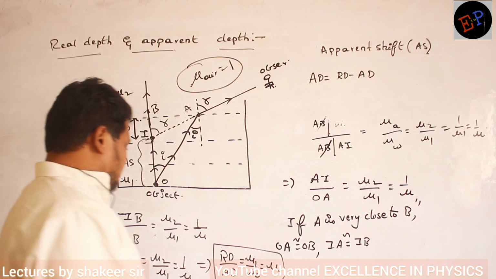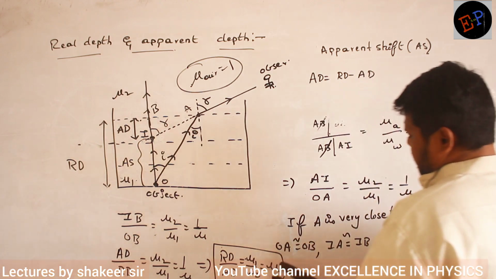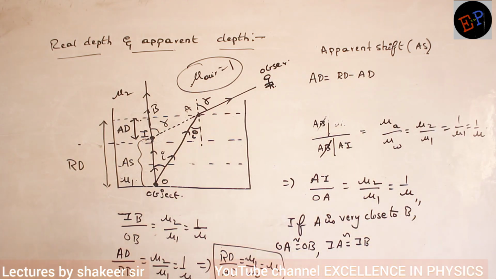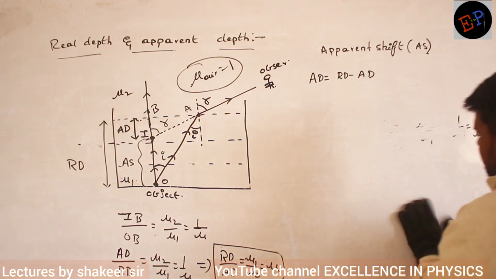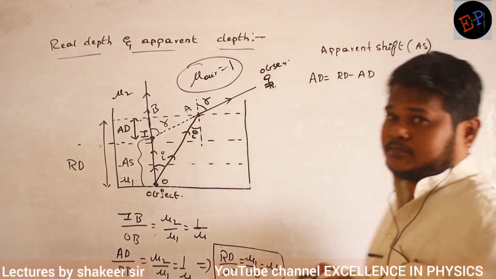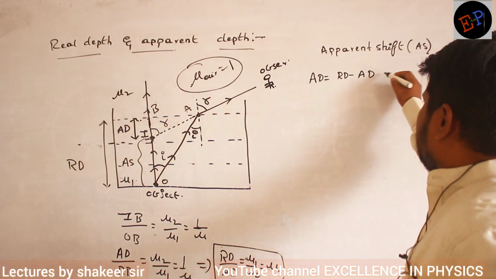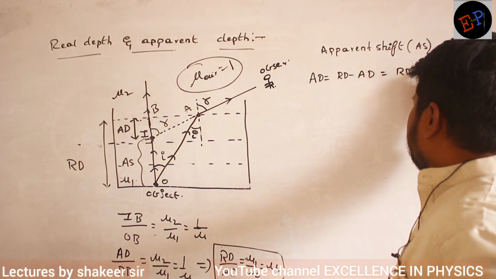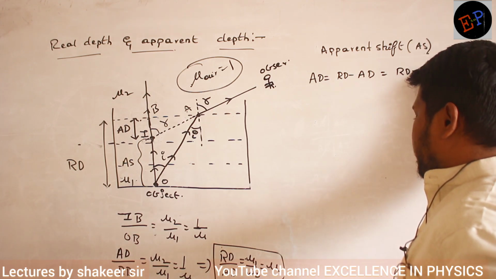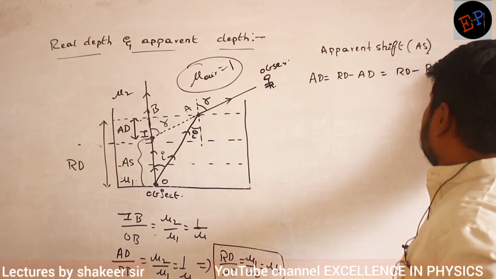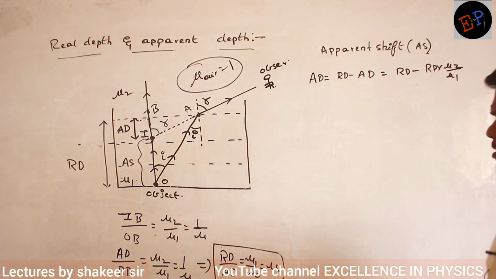Okay, now you can write either in the form of mu1 by mu2, or you can write in the form of mu also. That is your wish. So therefore let us do this calculation. Okay? So see. RD, how can I write? I can write RD to be RD only. AD, how can I write? AD can be written as RD into mu2 divided by mu1. Can I write like this? Okay?